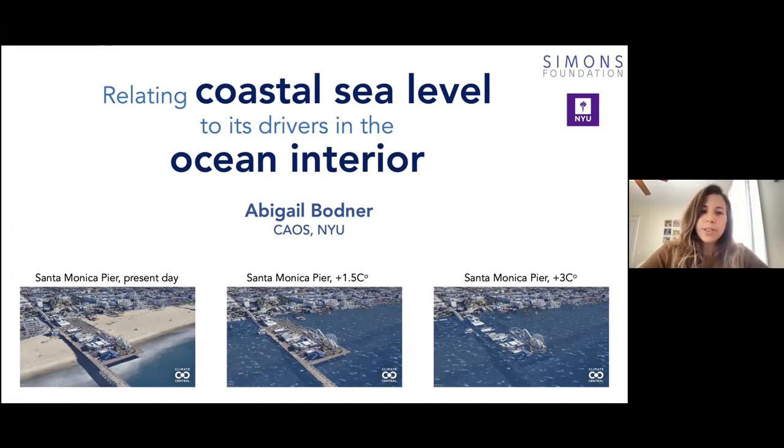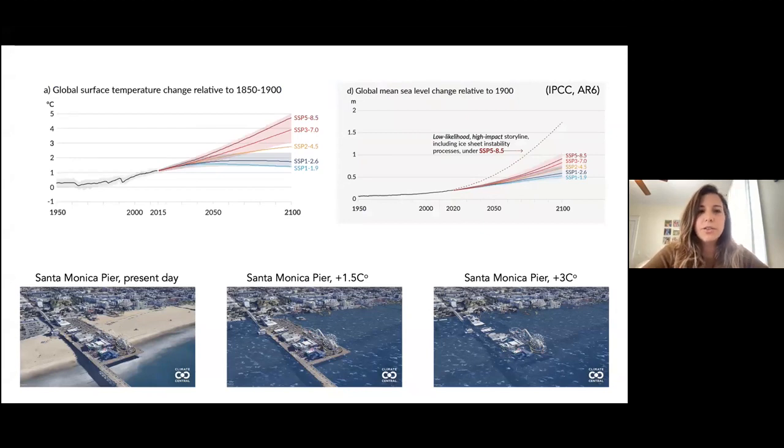And this is of course related to the different emission pathways that we decide to take. So this is taken from the latest IPCC report, AR6. And depending on the emission pathways, we would hit a different level of warming, which would also correspond to how much global mean sea level we would expect to see. And we can see anything from 0.5 meter to over 1 meter of global mean sea level rise.